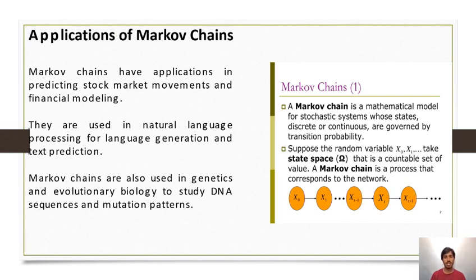A Markov chain is a mathematical model for stochastic systems where states, discrete or continuous, are governed by transition probabilities. Suppose the random variables X0, X1, up to Xn take values in a state space that is a countable set of values. A Markov chain is a process that corresponds to a network.